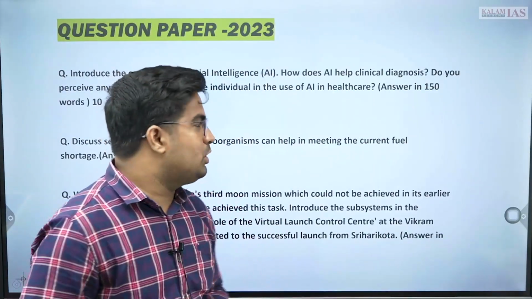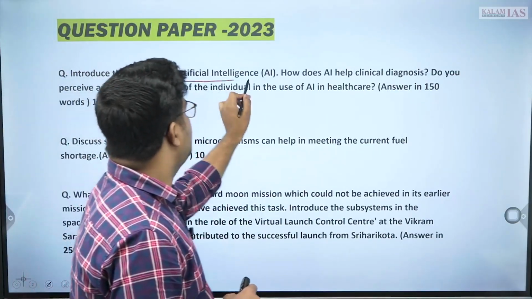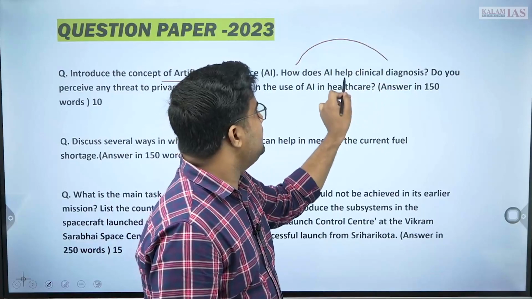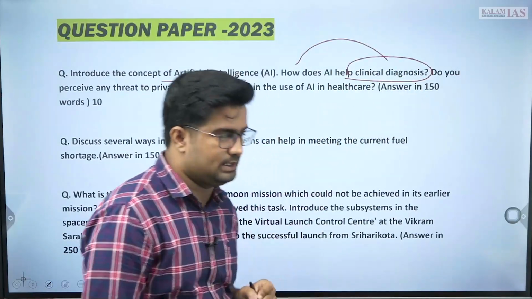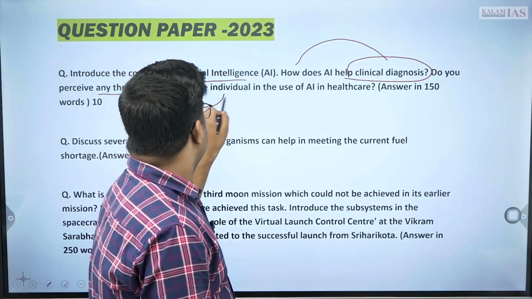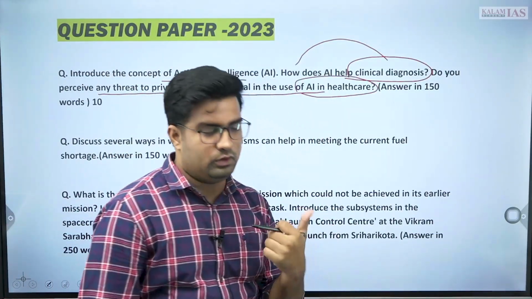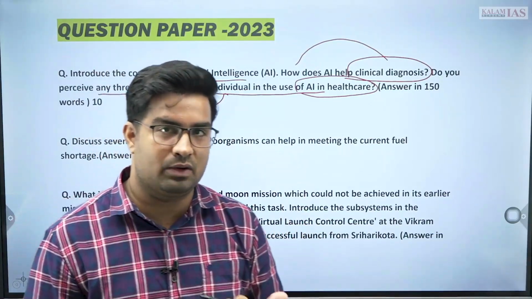Now let's see a bit about science and tech also. Introduce the concept of artificial intelligence. How does AI help in clinical diagnosis? Do you perceive any threat to the privacy of the individual in the use of AI in healthcare? So you need to talk about how it is helping in clinical diagnosis.